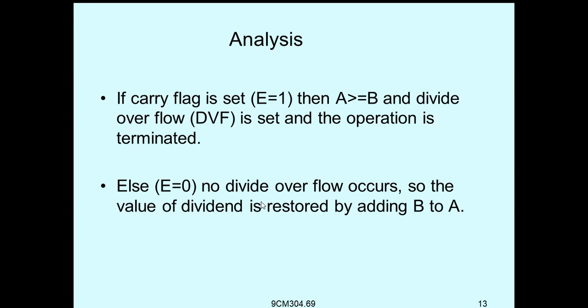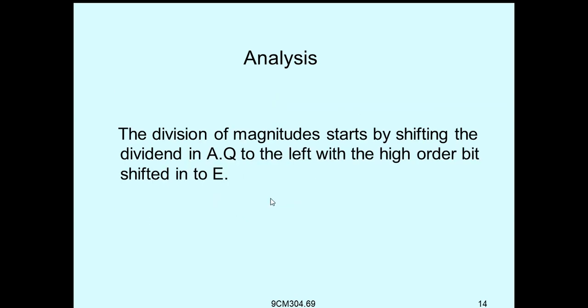If the carry flag is set, E equal to 1, then A is greater than or equal to B, divide overflow is set, and the operation is terminated. Else, E equal to 0, no divide overflow occurs. So the value of the dividend is restored by adding B to A. The division of magnitude starts by shifting the dividend in AQ to the left, with the higher order bit shifted into E.